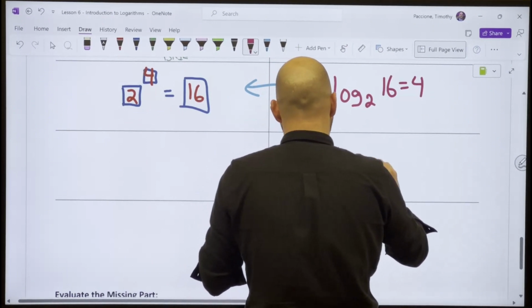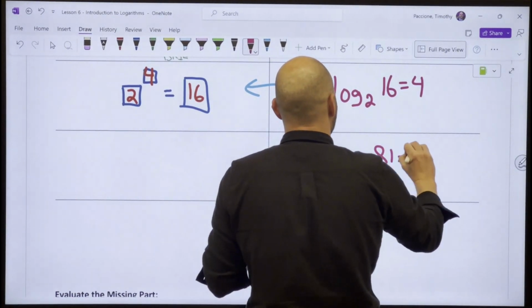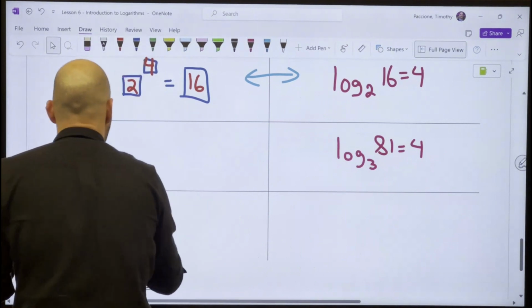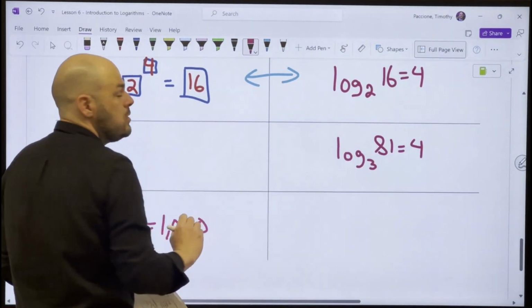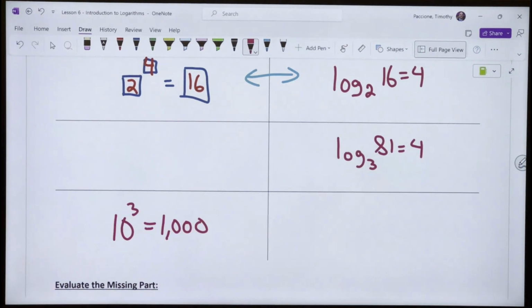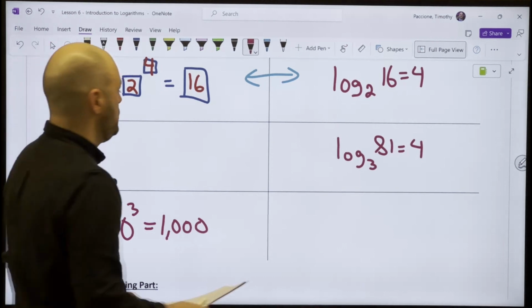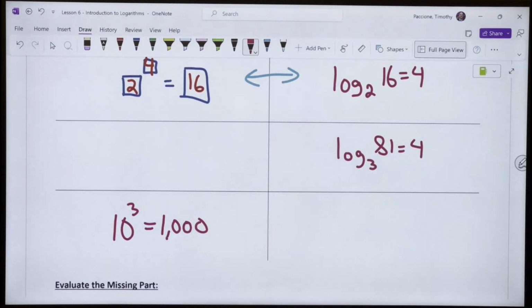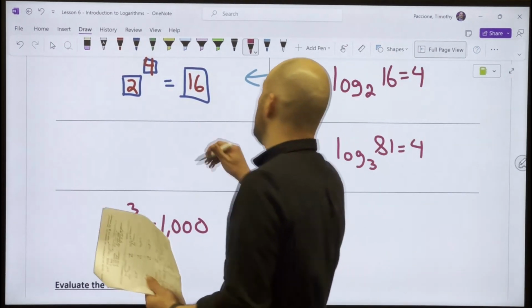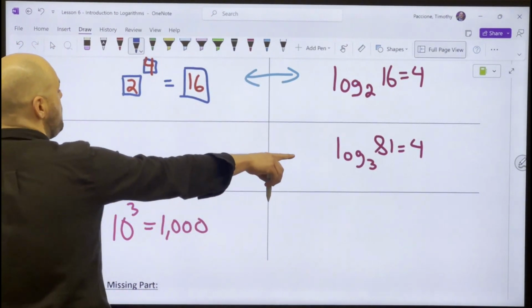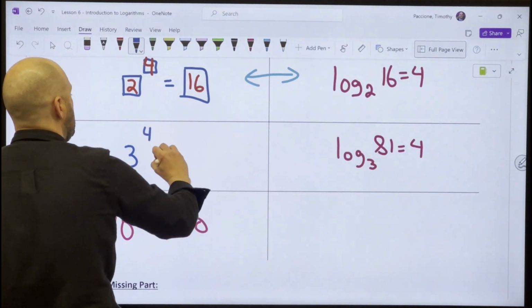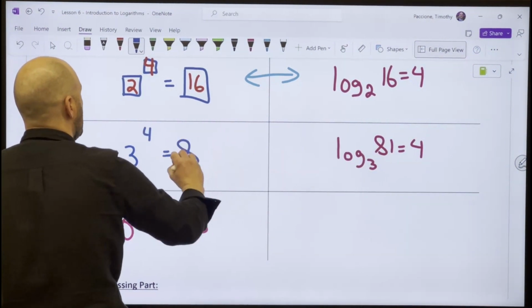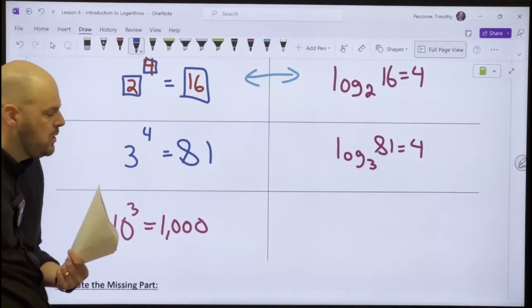Log base 3 of 81 equals 4, and 10 to the 3rd equals 1,000. Let's go ahead and convert those to their other form. Again, we're just looking for the 3 pieces and then putting them in the right spots. What's my base over there? What's my exponent? Equals my answer, 81. And you sense check. Yeah, that's true, right?